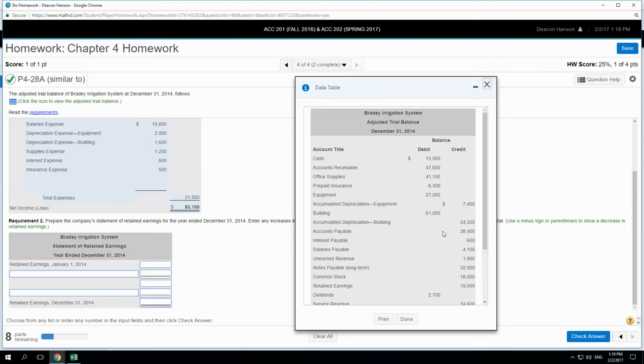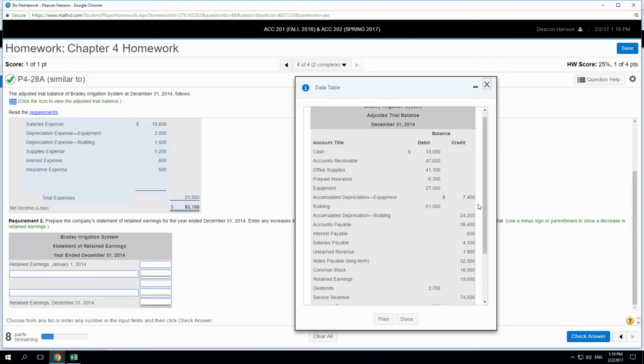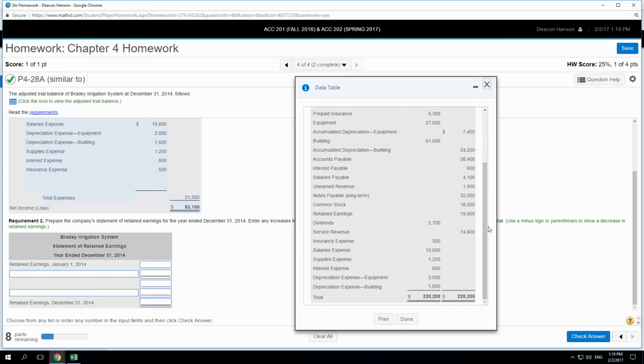So my beginning retained earnings will come from this trial balance. And the reason I know that it's the beginning retained earnings is because all of these other items that go into retained earnings, revenues, expenses, and dividends, are still sitting there with balances. So that tells me that those numbers are not rolled up into this retained earnings figure. So I'm going to use my 19,000 as my beginning retained earnings balance, right from my adjusted trial balance.